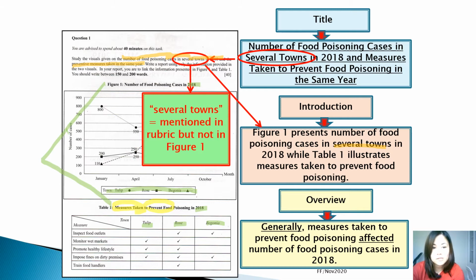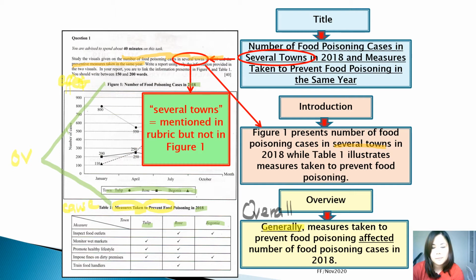So the cause is the measure, whereas the effect would be the number of food poisoning cases. So this will be the relationship between figure 1 and table 1, which then we would have to write the overview. The word generally in the overview is mandatory. Otherwise, you can use the word overall.